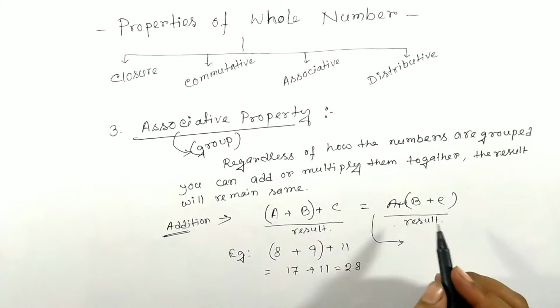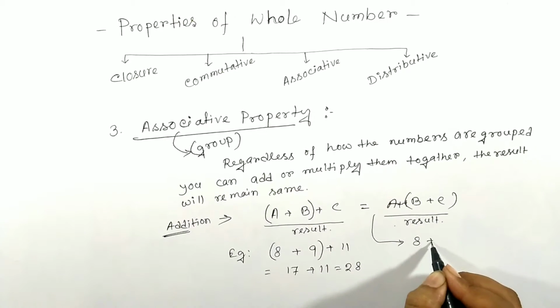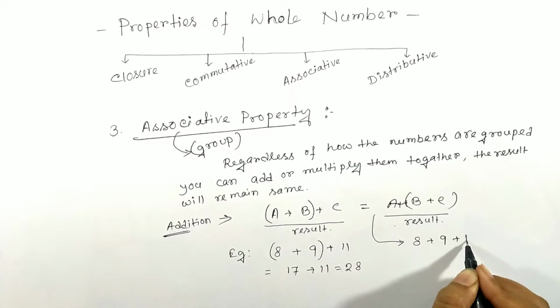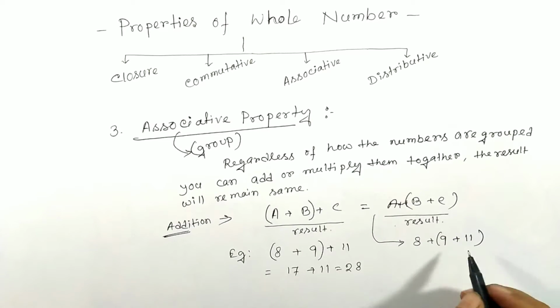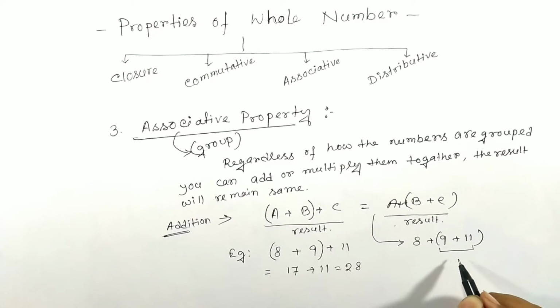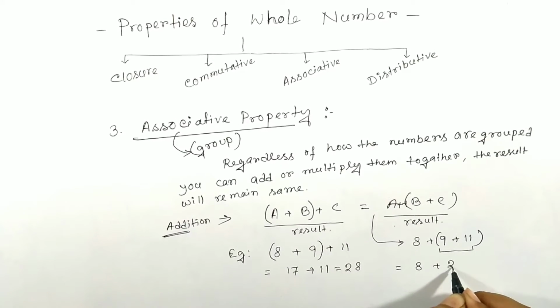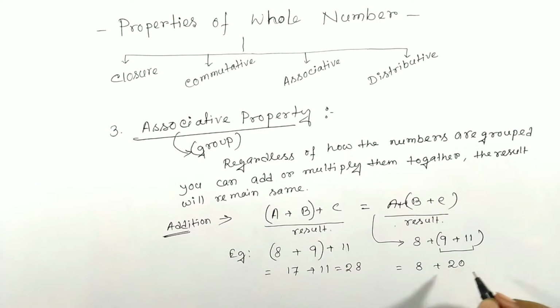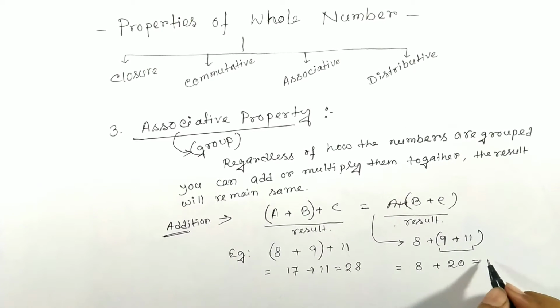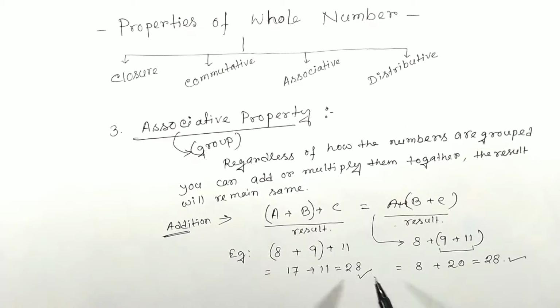Okay, now A equal to 8, B equal to 9 and C equal to 11. In this case, you need to add 9 and 11 first. So 9 plus 11 equals 20. 8 plus 20 equals 28. So both results, 28 and 28, are the same.